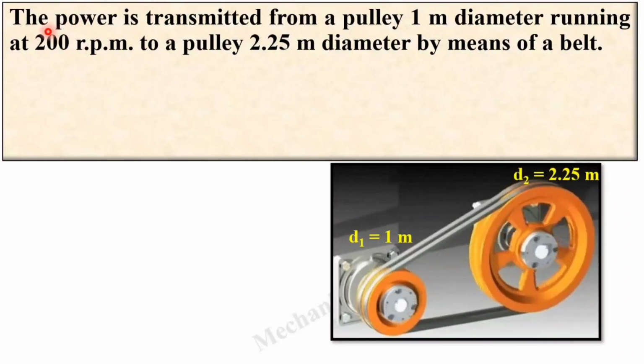Now let's see the description. The power is transmitted from a pulley 1 meter diameter. Here you can see the power is transmitted from this pulley to this pulley. So this is the driver and this one is the follower. Here it is written D1 is equal to 1 meter, the diameter of this pulley running at 200 rpm, to a pulley of 2.25 meter diameter by means of a belt drive. Here you can see this is the belt.